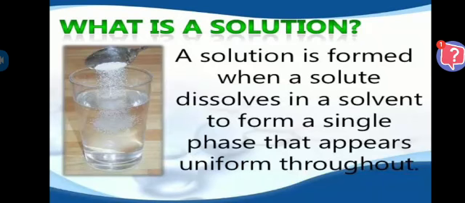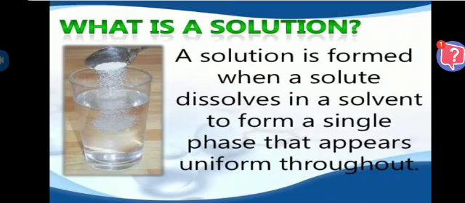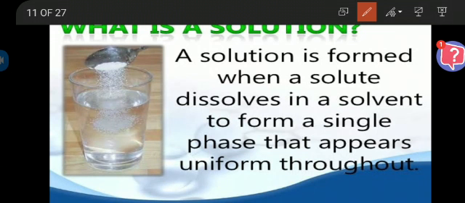So now what do we conclude? What is a solution? A solution is formed when a solute dissolves in a solvent to form a single phase that appears uniform throughout. That means when the solute is added to a solvent and it forms a uniform mixture, that is called a solution.